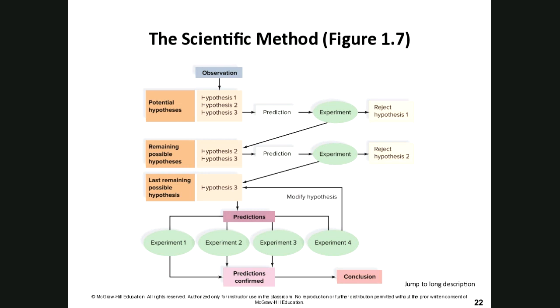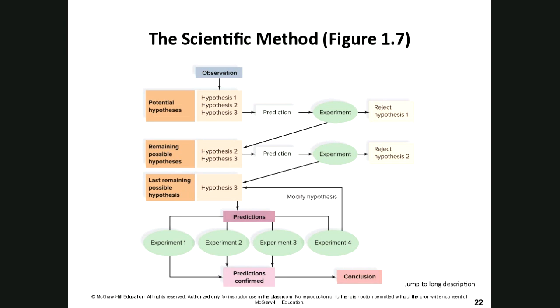So we have our hypothesis, and then we predict what should happen based upon our hypothesis. And then from that, we'll do experimentation or further observations. Depending on what our experiments and further observations say, we can either reject the hypothesis and go on to our remaining hypotheses and do the same thing over again. If that hypothesis doesn't work, then we go on to the third hypothesis, make our predictions, and run experiments. If our experiments confirm our predictions, then we reach our conclusion. If the experiments don't confirm our predictions, then we can go back and modify the hypothesis.